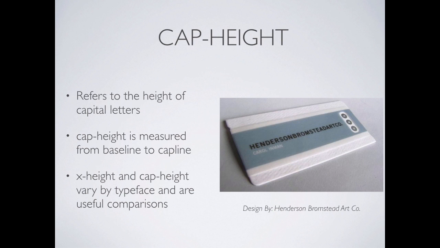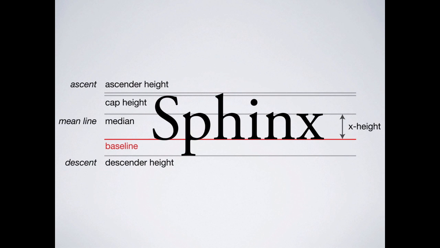Cap height is the height of a capital letter. So we have x height for the lowercase letter. We have cap height for the capital letter. And it's measured from the baseline to the cap line. And I'll have a graphic in just a second that'll show both of those. X height and cap height vary by typeface. And if, for example, we wanted to use two different typefaces, we would want to pay attention to the x height and the cap height to make sure that they were compatible. And I'll show you some compatibility things a little bit later on.